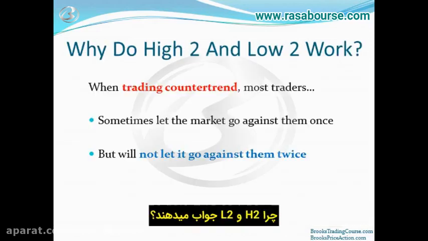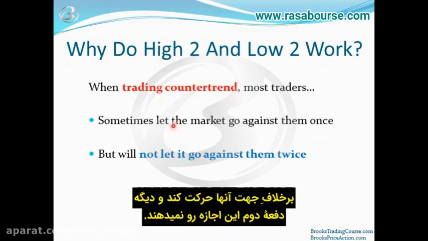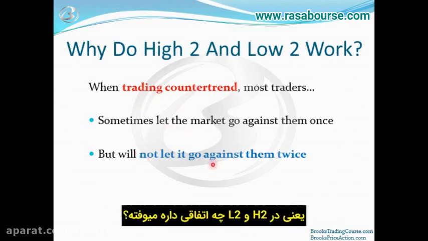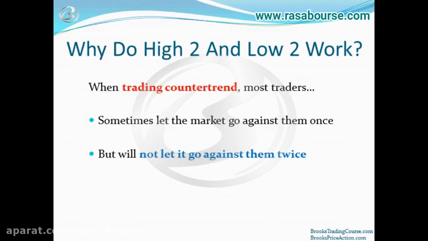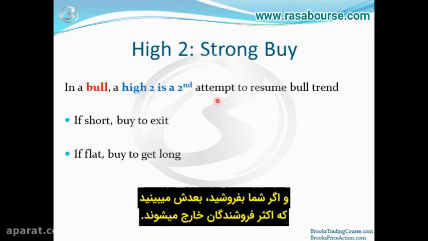And why does a high 2 work and why does a low 2 work? Because when trading a counter trend, most traders will let the market go against them once, but they won't let it go against them a second time. Okay, how does that translate into a high 1 or a high 2? In a bull trend, if you're getting a pullback, a high 2 pullback is a second attempt to resume the bull trend. And if you're short, most bears will get out.